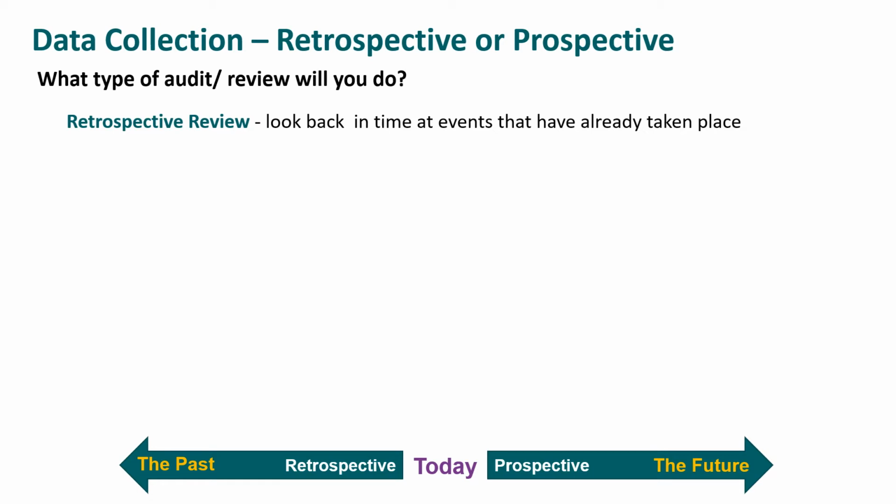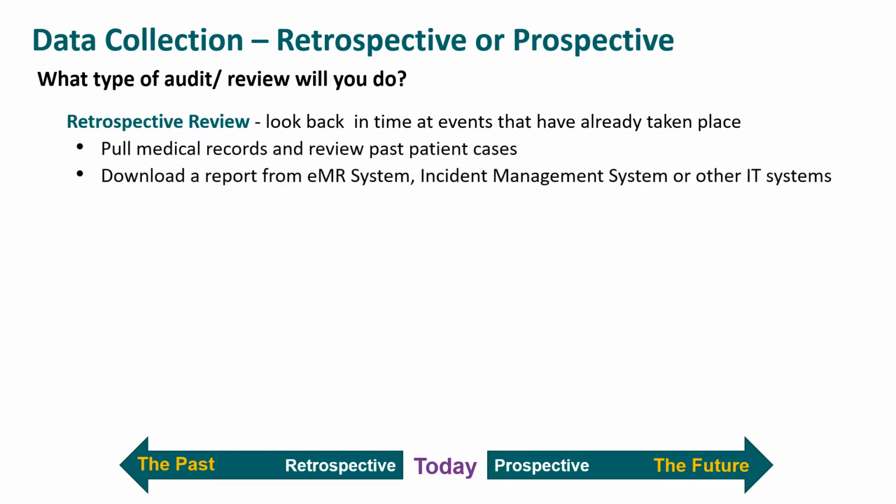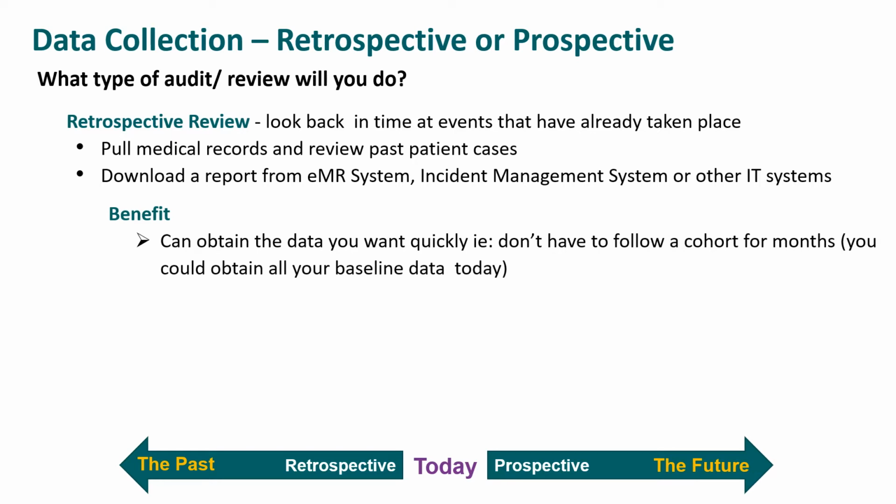Another consideration when you collect your data is to work out if you'll do a retrospective or prospective review. So retrospective review is when you look back in time at events that have already taken place. So a retrospective audit might be where you pull medical records and review past patient cases to collect your data. Or you might download a report from the electronic medical record or the incident management system or other IT systems to get your data. The benefit of a retrospective review is that you can obtain the data you want very quickly. In other words, you don't have to follow a cohort for months and months to collect your data. So you could actually obtain all your baseline data today.